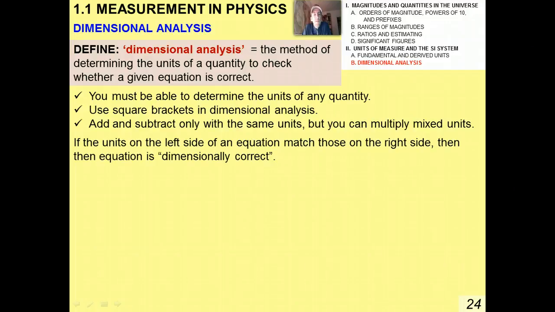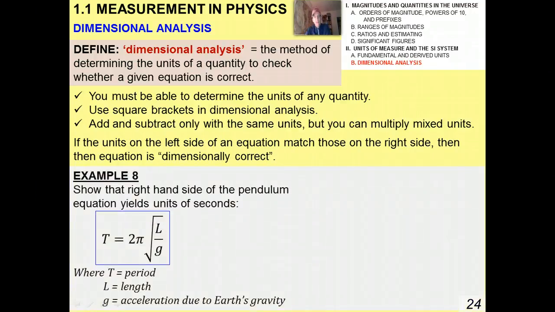When we're performing dimensional analysis, if the units of the left side of an equation match those on the right side, then we say that the equation is dimensionally correct. And let me give you an example here. We'll do it again, examples in class, all right? This equation right here relates the period of a pendulum to its length. T, big T is period, big L is length. Don't worry about where this equation comes from. We will actually derive this equation later when we study simple harmonic motion.